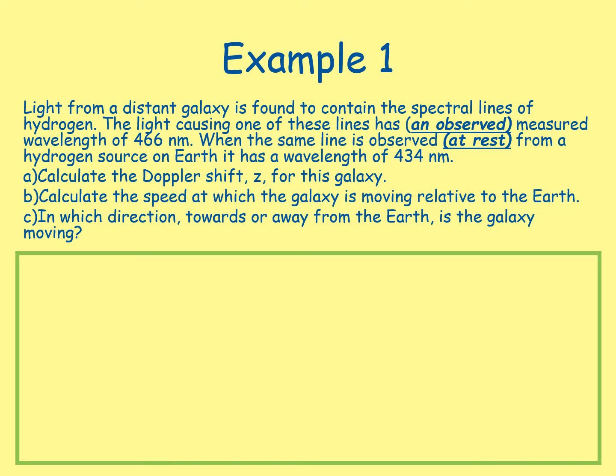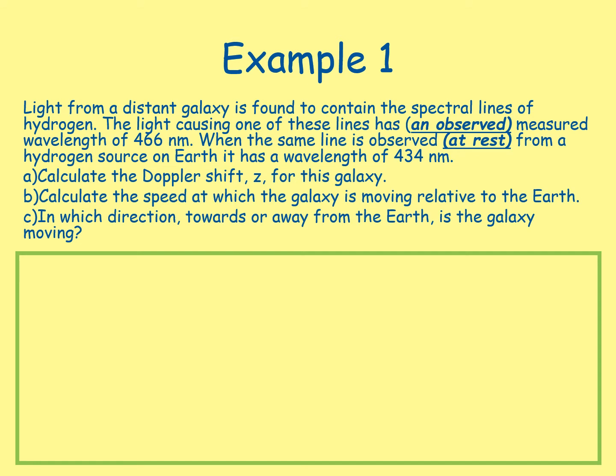Light from a distant galaxy is found to contain the spectral lines of hydrogen. The light causing one of these lines has an observed or measured wavelength of 466 nanometers. When the same line is observed at rest from a hydrogen source on Earth, it has a wavelength of 434 nanometers. A. Calculate the Doppler shift, Z, for this galaxy. B. Calculate the speed at which the galaxy is moving relative to Earth. And C. In which direction, towards or away from Earth, is the galaxy moving?